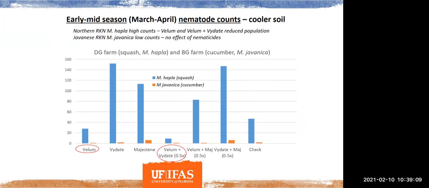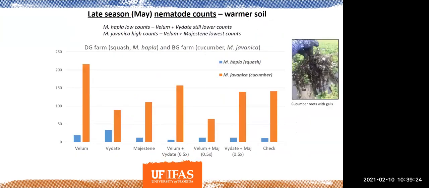Part of that is because this field was also fumigated, but typically this early in the season, Hapla, which prefers the cooler soils, tends to have much higher populations compared to the Javanese, which is more of a tropical root knot nematode. Late season, it looks just the opposite. This is late May or mid-May, I would say.